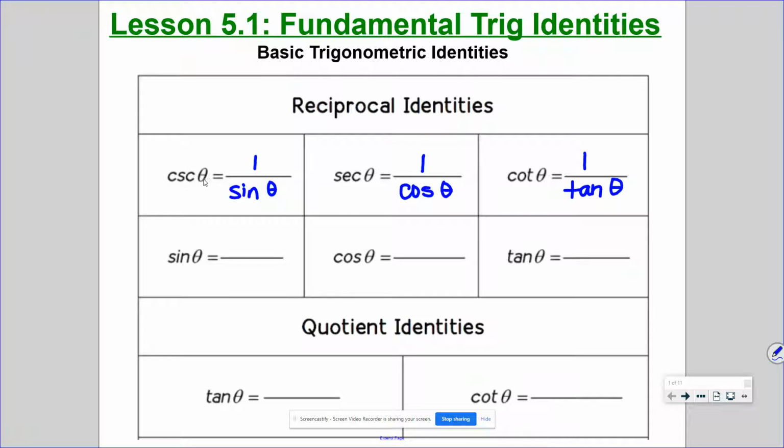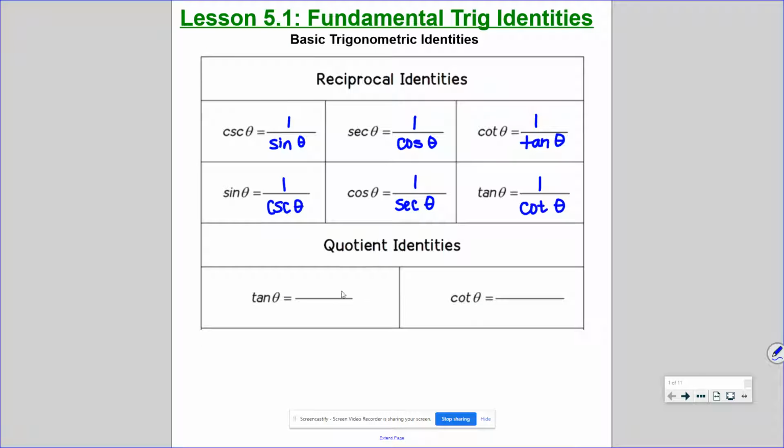Okay, now we can write cosecant as 1 over sine. That also means we can write sine as 1 over cosecant. Okay. That's not really a typical move to write it and describe it that way, but it is still true. So we will call it an identity because it is a fact that is not incorrect. So we're just making a list here of all the different ways that we can write our trig functions. And then we've got quotient identities down here.